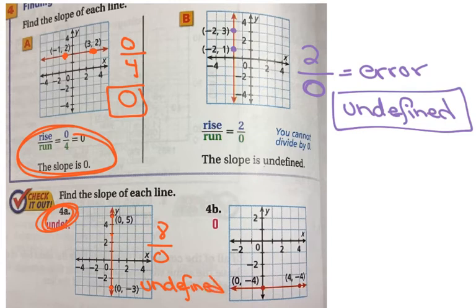Versus on our second example, to go from the dot to the dot, it looks like I am not rising anything, so 0. Over top, I'm running 1, 2, 3, 4. 0 divided by 4 is 0 for my slope.